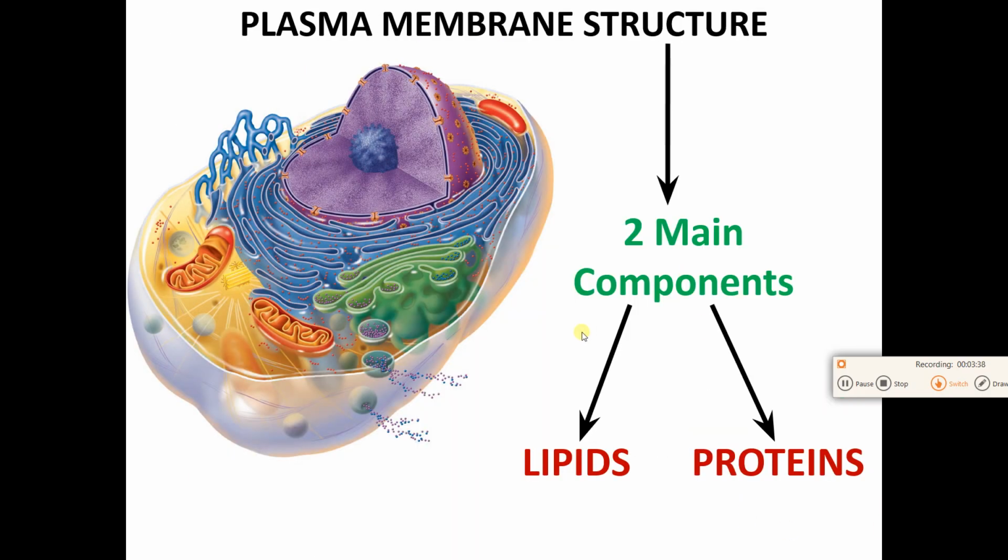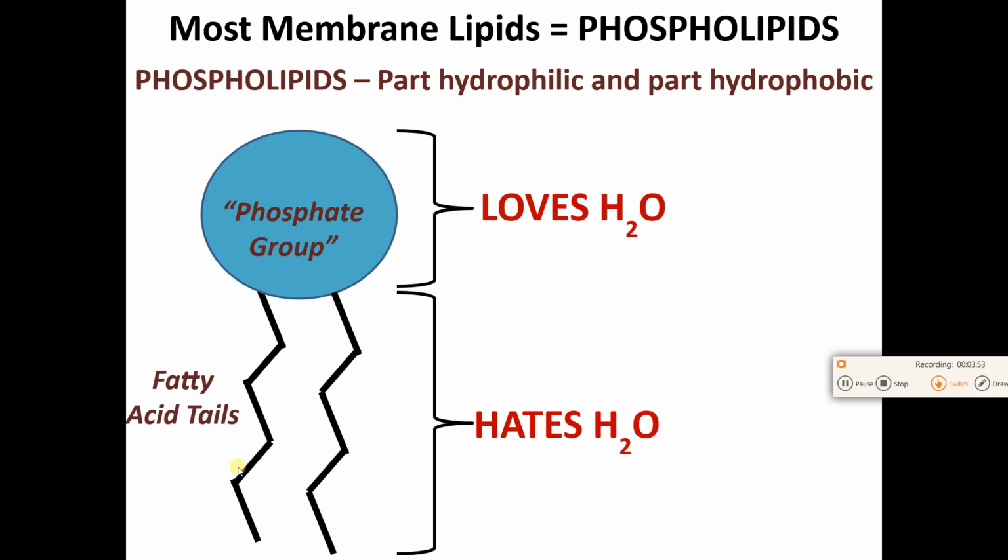If we look at the plasma membrane, the cell membrane, it's going to have two main components, lipids and proteins. We know a little bit about lipids and proteins from the last lecture. The most abundant lipids in the cell membrane are called phospholipids. This is a depiction of the structure of a phospholipid. It's kind of like a balloon with two tails. The phospholipid has a phosphate group, that's the round head here, and it's got two fatty acid tails.